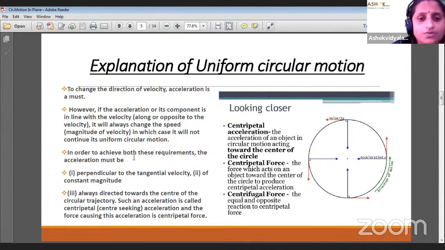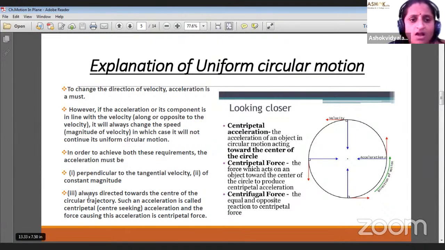In order to achieve both these requirements, acceleration is a must. The acceleration must be perpendicular to the tangential velocity, of constant magnitude, and always directed towards the center of the circular trajectory. Such an acceleration is called centripetal acceleration, and the force causing this acceleration is called centripetal force. Opposite to the centripetal force is the centrifugal force, which is away from the center of the circle.